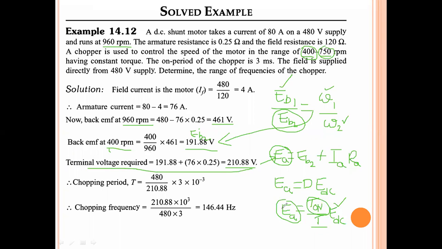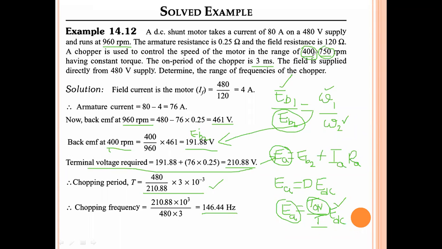Now substitute EA and T1, which is given as 3 milliseconds, that means 3 into 10 power minus 3, and EDC is 480 volts. Substitute all three values here and simplify for T. You will get the T value as this, and frequency is 1 by T. That means you can get the frequency as 146.44 hertz at 400 RPM.